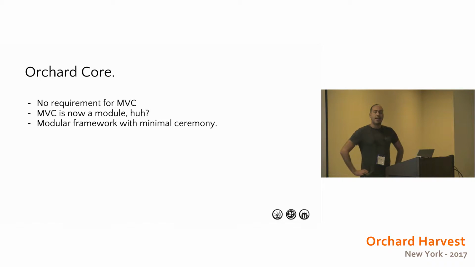So I spoke to Sebastian and needed to find a way to take MVC out of the application services and put it in the tenant services. Funny enough, he had the same idea and had already started on a branch of that. So I took that branch and created MVC as a module. So when you now start up Orchard Core, you're not starting up MVC, you're telling the tenant to then enable MVC as a module, which basically means you've got a modular framework with very minimal ceremony.